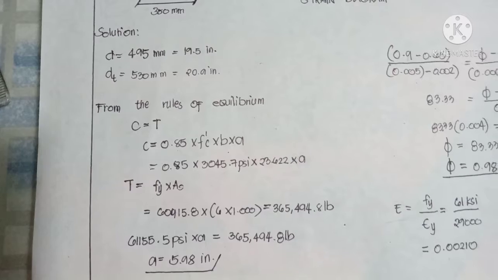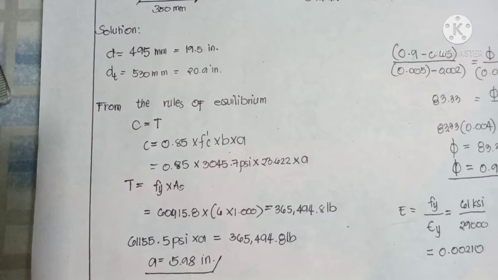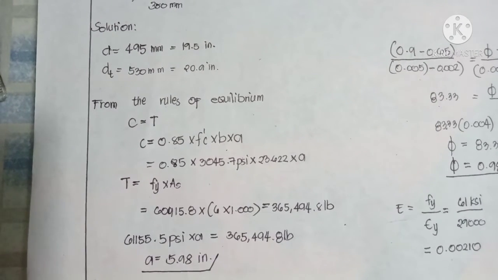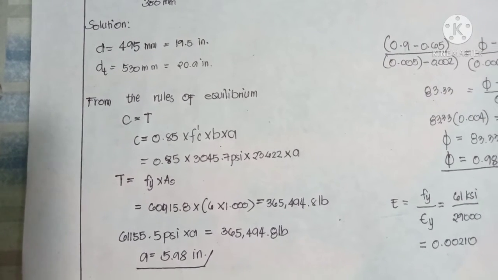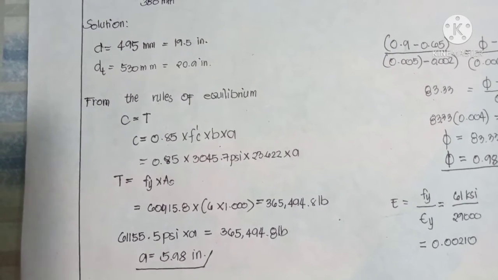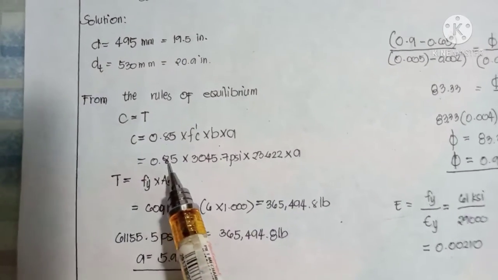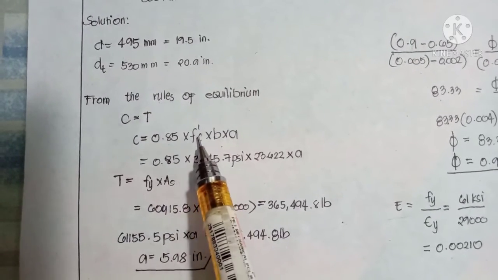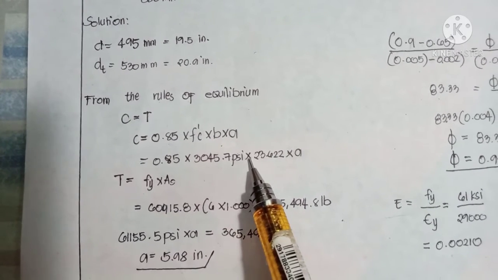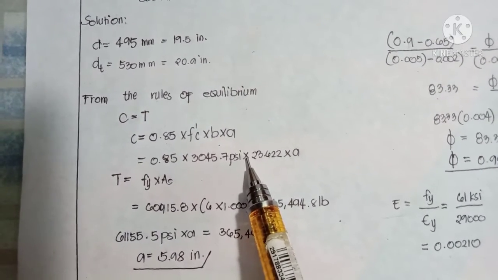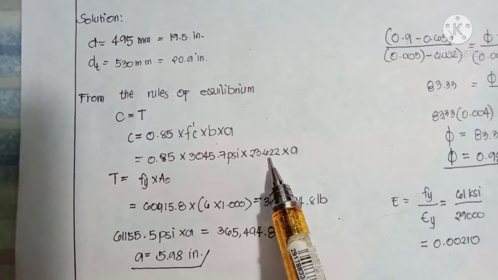Next, we will now use equilibrium to solve for a, which is the depth of the Whitney stress block. From the rule of equilibrium, the compression force must equal the tension force. As per ACI, the compression would be equal to 0.85 multiplied by f'c, which is 3045.7 psi, multiplied by the width of the beam, which is 23.622, times a.